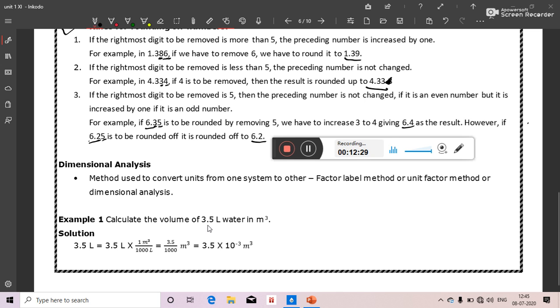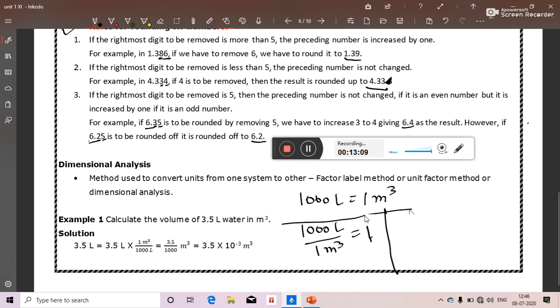Calculate the volume of 3.5 liter water in meter cube. Now here we know that 1000 liter is equal to 1 meter cube. So we have to convert liter into meter cube. So 1000 liter is equal to 1 meter cube. Now if you take 1 meter cube in the denominator of the LHS, you will get 1000 liter upon 1 meter cube. On the right hand side nothing will remain, so you will get 1.